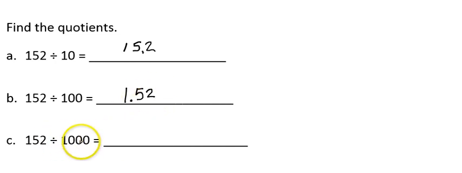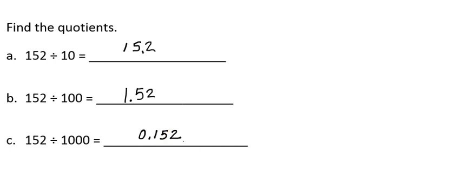I'm dividing by 1,000 now, so here my 2 will end up in my thousandths place, my 5 ends up in the hundredths place, and the 1 ends up in the tenths place. Each digit moved 3 place values to the right, so the final answer is 0 and 152 thousandths.